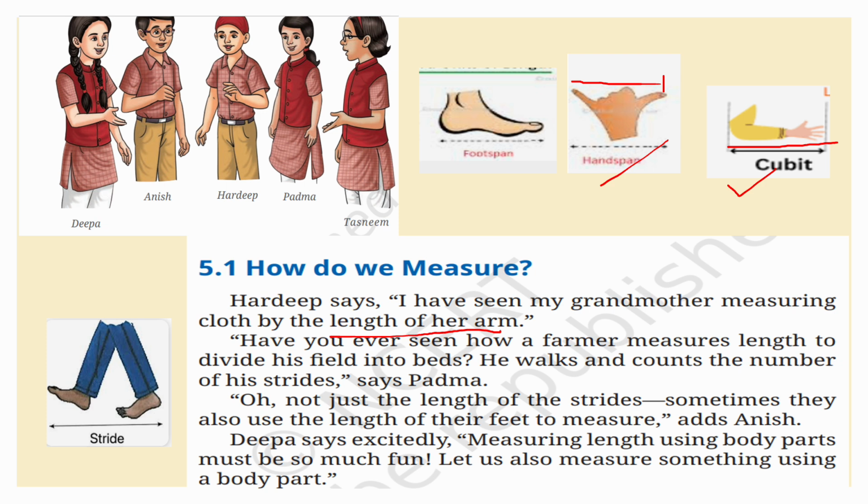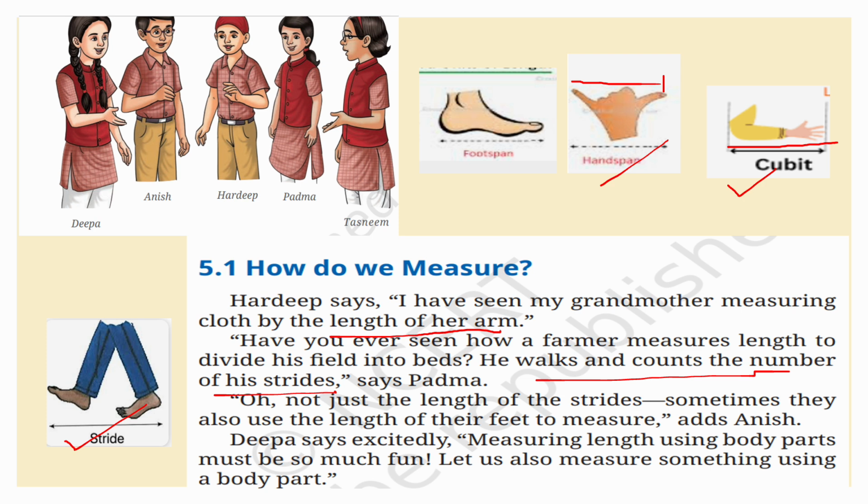Have you ever seen how a farmer measures length to divide his fields into beds? He walks and counts the number of his strides, says Padma. A farmer measures length to divide his field into beds using strides. What do you mean by stride? In this picture, you can see stride. The stride length is the distance between the heel contacts of the same foot.